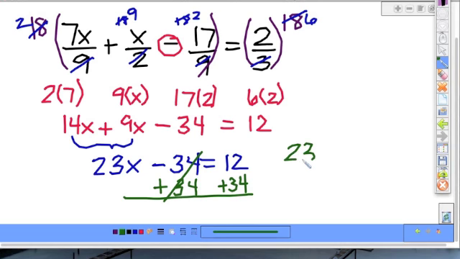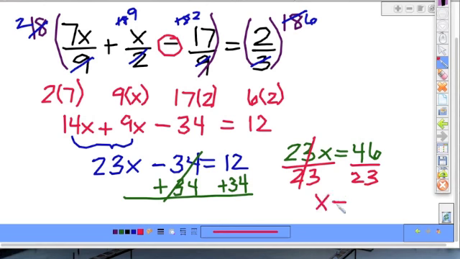I get 23x on one side equals 46. Now to get the variable by itself, I need to divide by 23. The 23's cancel, and my x winds up equaling 2.